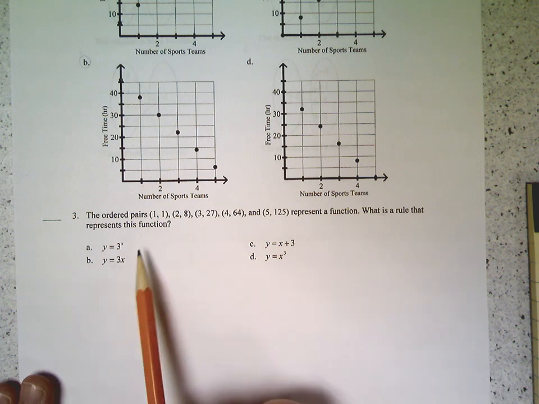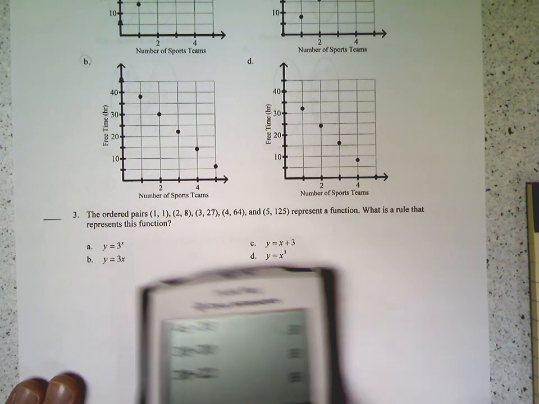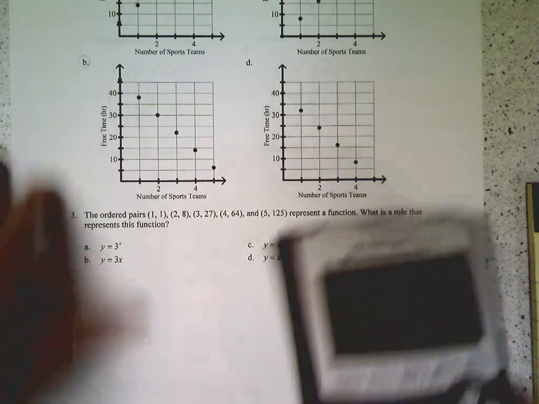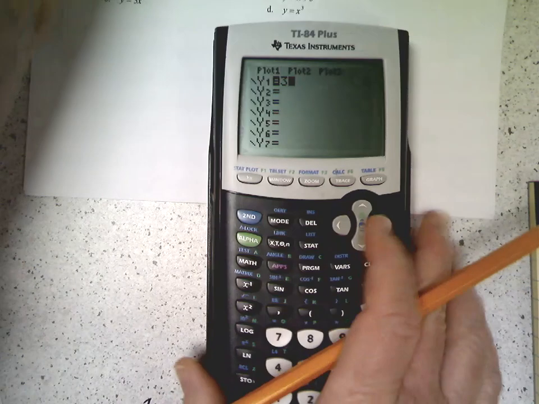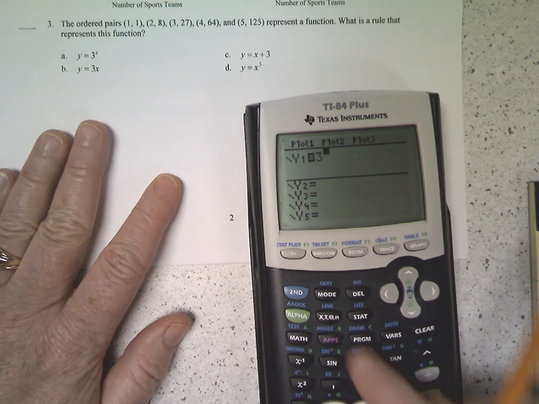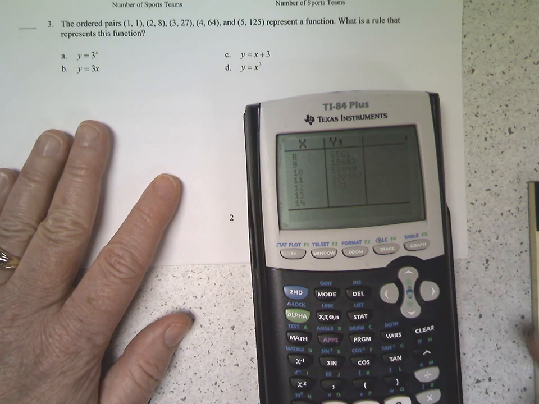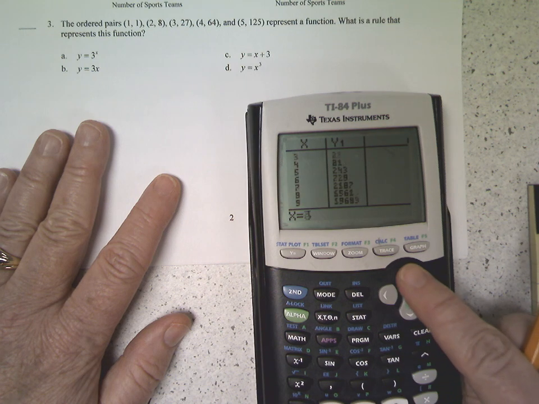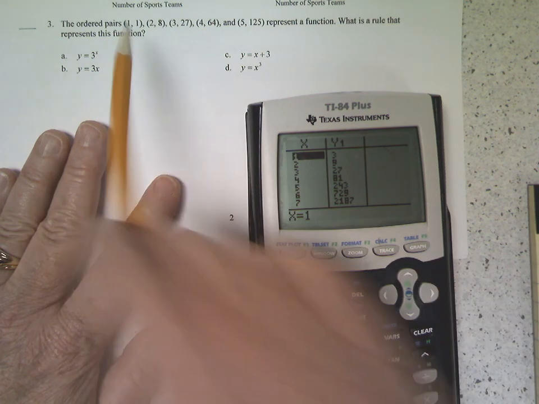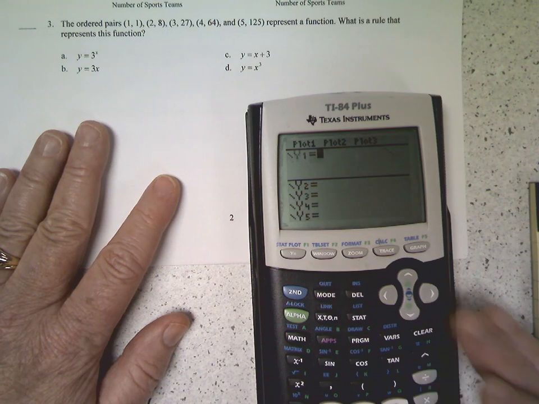Number 3 says these ordered pairs represent a function. What is the rule for this function? Okay, I would take my calculator. I would go to y equals, and I would put these in my calculator. There's 3 raised to the power of x, and I'm going to go to the table, and I'm going to go up to where x is 1. It's supposed to be 1, and it's not, so that's not it. So I'm going to clear that out.